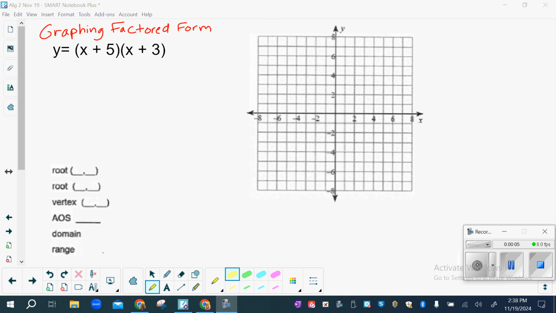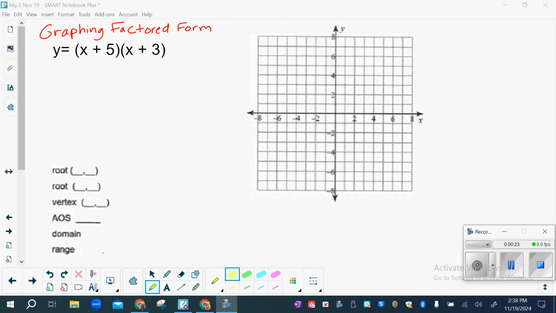Okay, so we are going to have a quiz on Friday, and it'll be on the 3 different forms. We did a form yesterday and then on Friday. What was that called? Anybody remember? Standard form, that's right. So today we're going to be doing factored form. Tomorrow you will be doing vertex form.